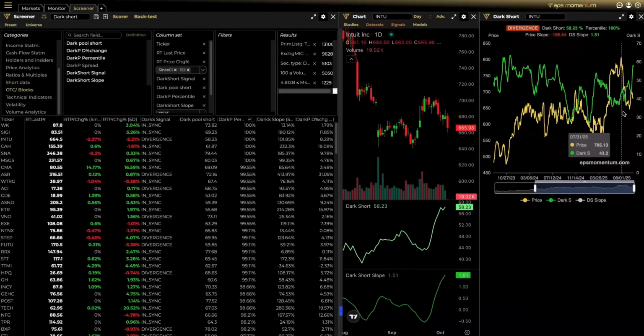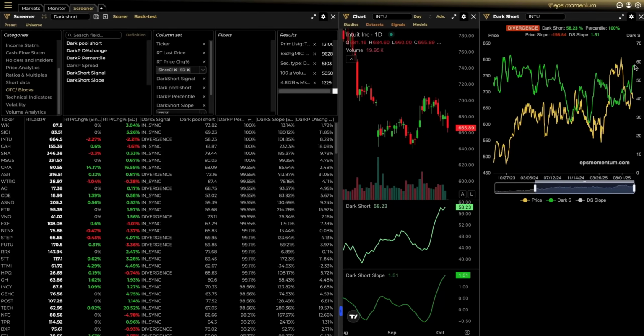Let's talk about dark shorts. In the screener, you can access them by selecting OTC blocks. Dark shorts represent shares sold short in dark pools, private trading venues where large institutional investors can buy or sell without immediately revealing their activity to the public market.